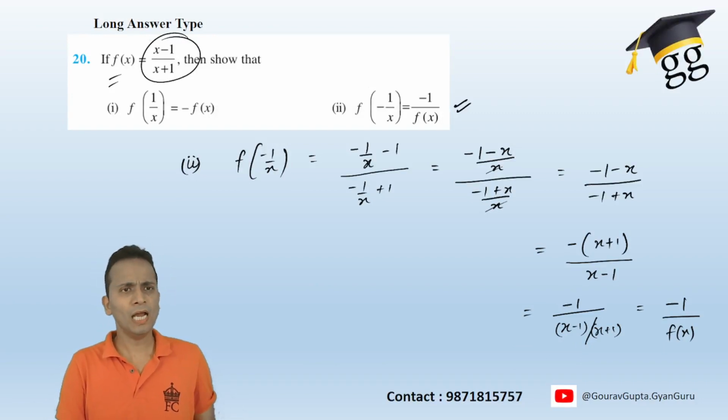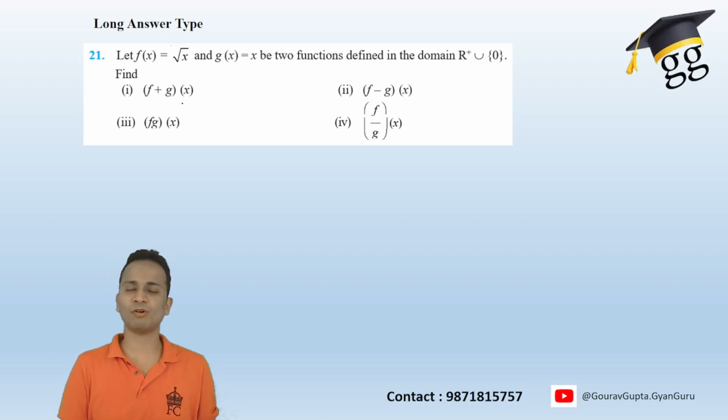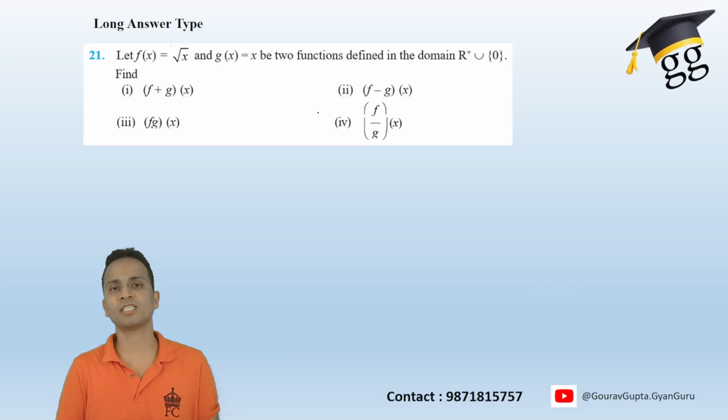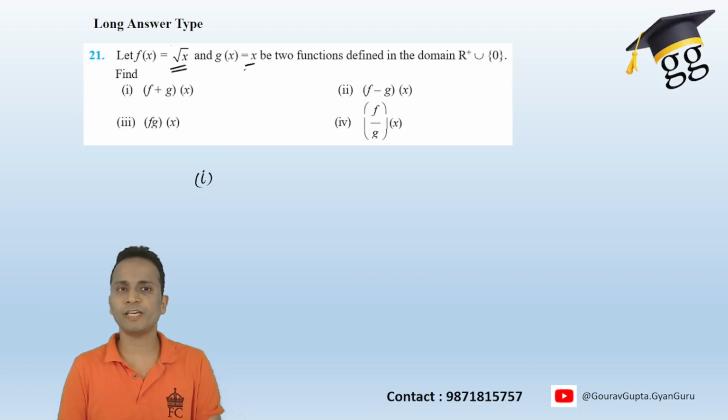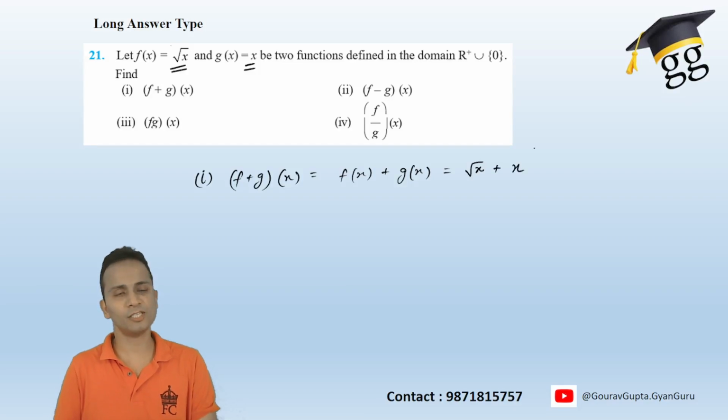Okay. Moving ahead and looking at the next question, question number 21. Question number 21 is very simple. Now you are given two functions and you will have to find the sum, the difference, the product, and the quotient of these two functions. So I'll quickly write the answers. Now f of x is given and g of x is given. So f plus g of x can be written as f of x plus g of x. Now f of x is under root x and g of x is equal to x.